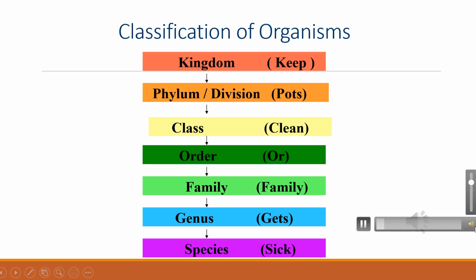This slide is showing the taxonomical hierarchy, showing the arrangement in ascending order. You can see species, then genus, then family, order, class, phylum or division, and then kingdom. So we can learn it like this: keep pots clean, or family gets sick in an easy manner.